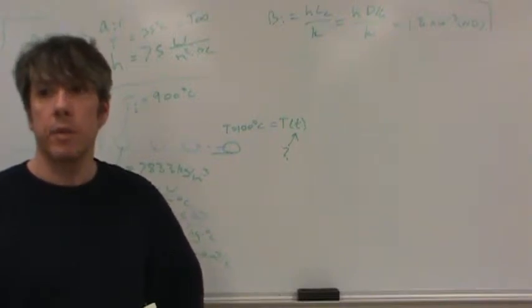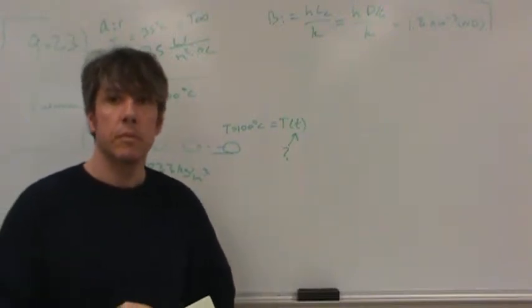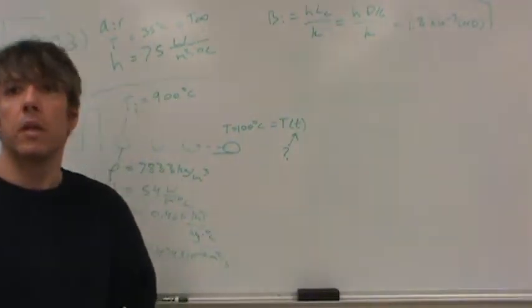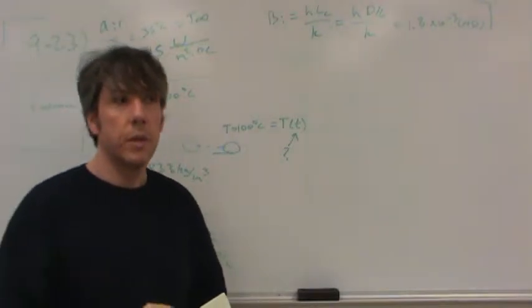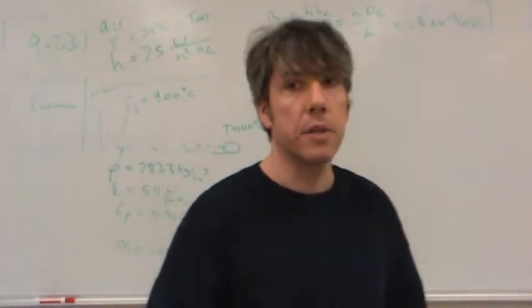What was the criteria? Do you remember? Bi is less than or equal to 0.1. Is this less than 0.1? By far. So what does it tell us? Can we use lumped parameter analysis?